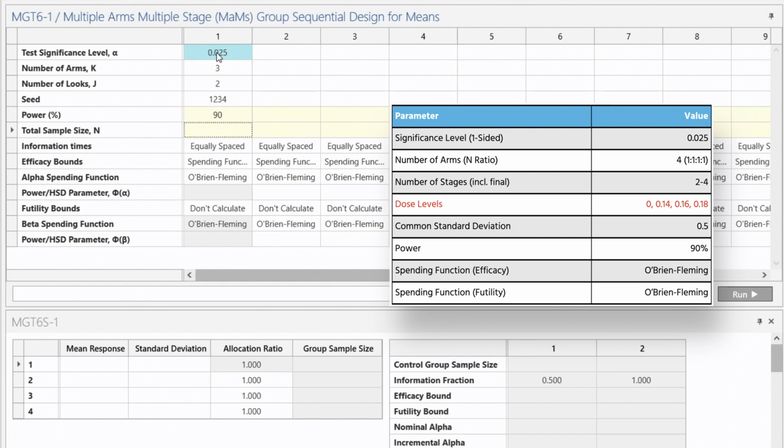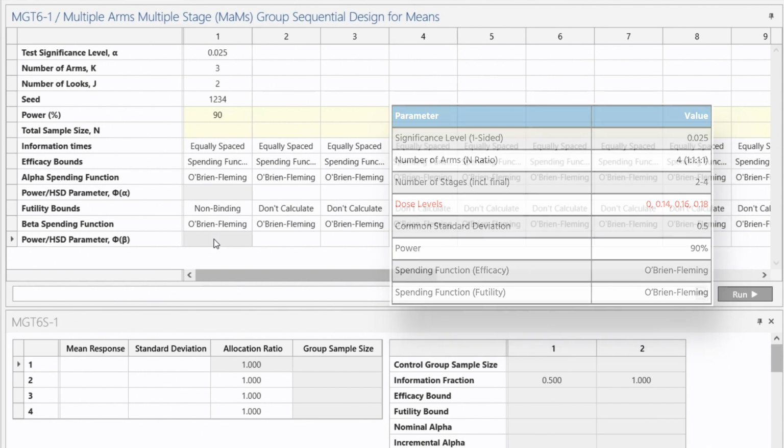For the spending functions, in this case they had an O'Brien-Fleming efficacy bound, which is the default, though there are other options available from the alpha spending function dropdown, and they wanted a non-binding O'Brien-Fleming beta spending function. Non-binding indicates that even if an arm were to cross the futility bound, you can still choose to continue the study even if that happens.